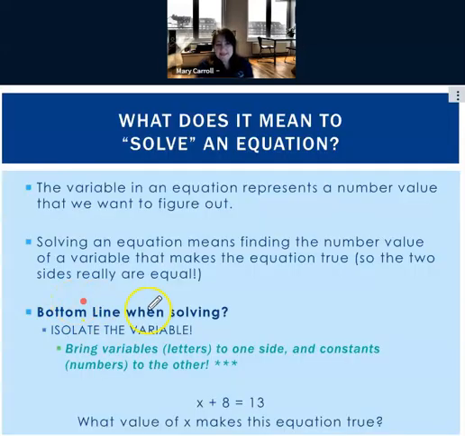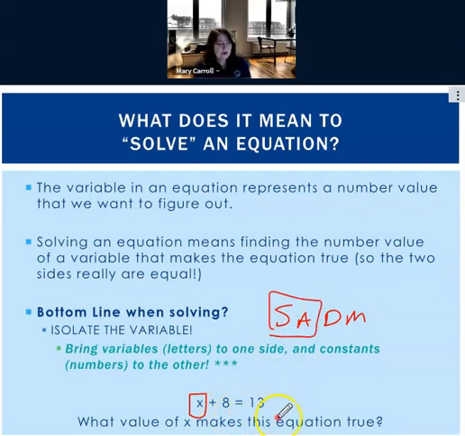All right, so basically the variable in an equation represents a number or value that we want to figure out. Solving an equation means finding the value of the variable that makes the equation true, so the two sides really are equal. The bottom line is when you solve it, you have to have it alone. So it might help you to circle the x and ask, what's going on to the x? Well, we're adding 8. What's the opposite of adding? Subtracting, hence my SADM. So we would do subtraction and addition first. In this case, I would subtract 8 from both sides, and I would get x equals 5.